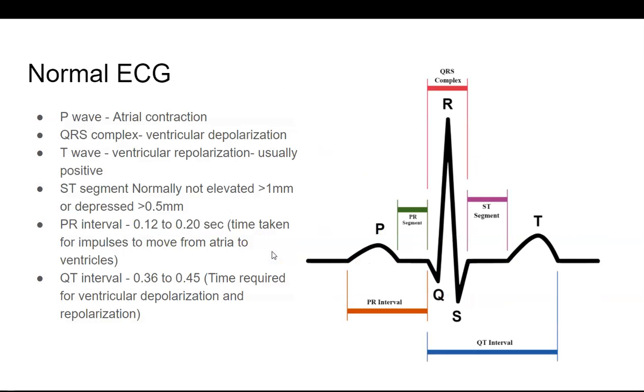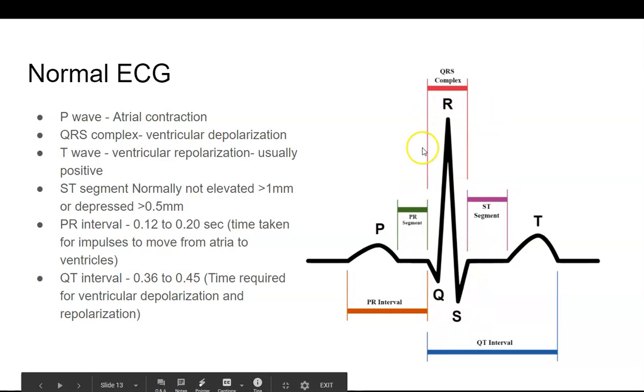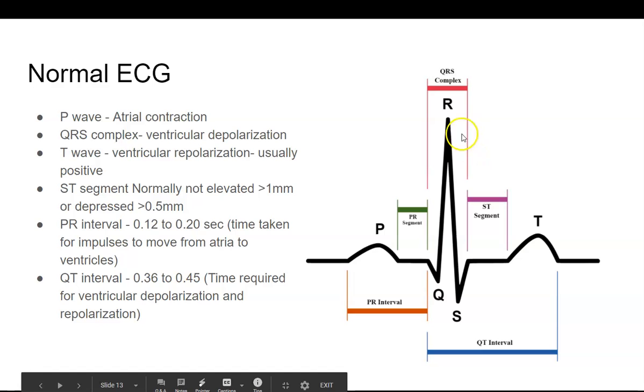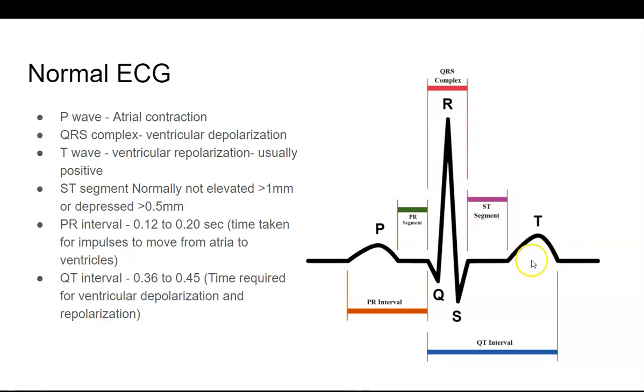If you take a normal ECG, there is a P wave, the QRS complex, and a T wave. The P wave represents atrial contraction, QRS represents ventricular depolarization, and the T wave represents ventricular repolarization, usually positive. There are a few segments you can see, but the very important ones are the PR interval and the ST segment.